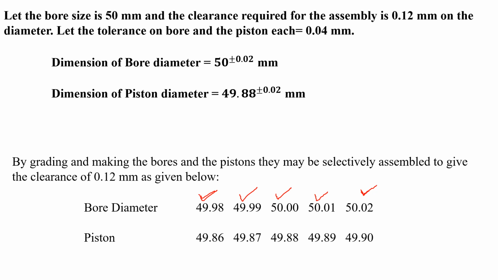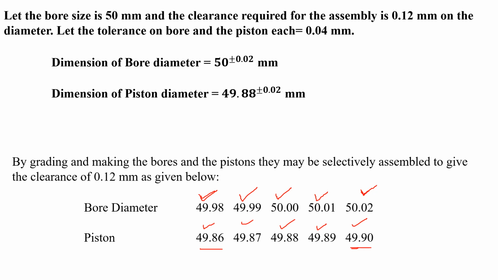Here the piston upper limit is 49.88 plus 0.02, which is 49.90, and the lower limit is 49.86. So we have to make groups of the pistons based on their dimensions. All the pistons having size 49.86 are one group, 49.87 is another group, 49.88 is another group, 49.89 is another group, and 49.90 also makes another group.